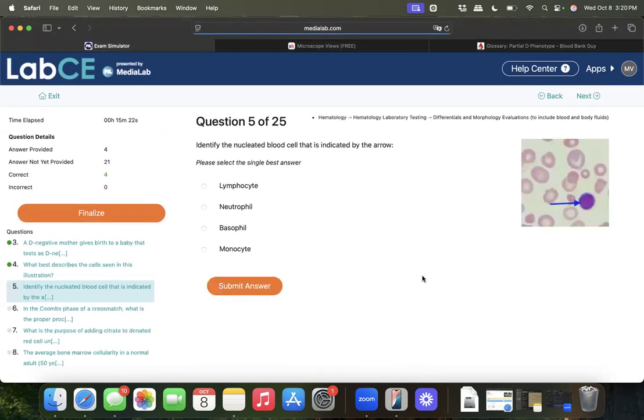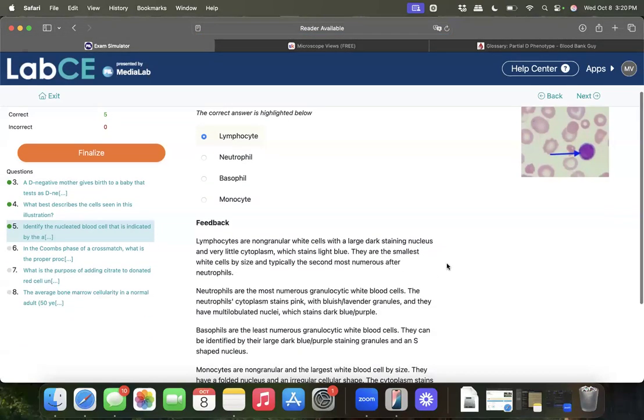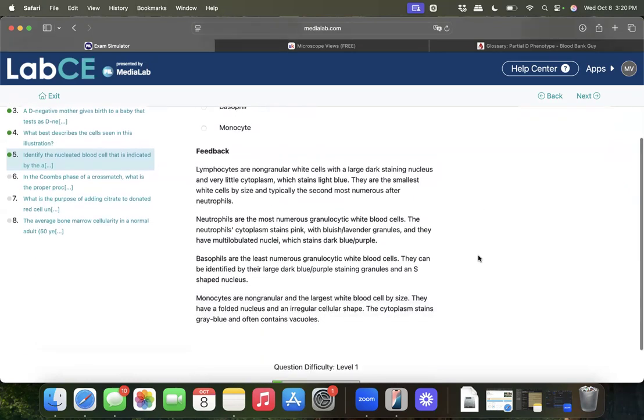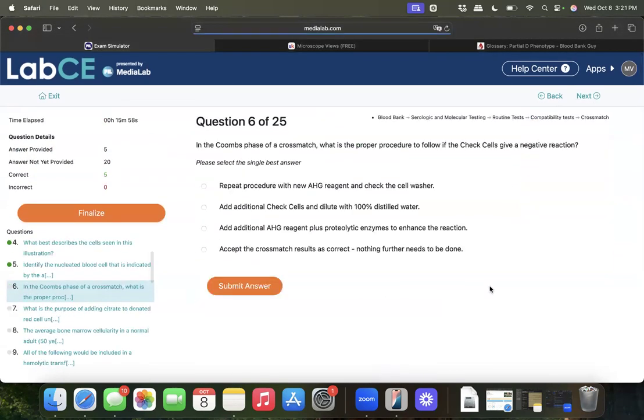It's a good one. All right, identify the nucleated blood cell that is indicated by the arrow. So this one, the nucleus is about the size of a red blood cell. It's got scant cytoplasm. It's got dense chromatin. Everyone is saying A for lymphocyte, and I can agree with that. Lymphocytes are non-granular white cells with a large dark staining nucleus, very little cytoplasm, which stains light blue. They are the smallest white cells by size, typically second most numerous after neutrophils. Right, and that was a level one. That was an easy one. Okay, come on now, give us a hard one.